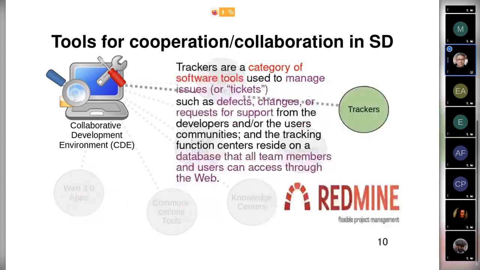The second group of tools are the trackers. The trackers are also a very well-known group of cooperation and collaboration tools in software engineering, but these kinds of tools are to manage defects or changes, or to request support from the users and also from other developers of the community.